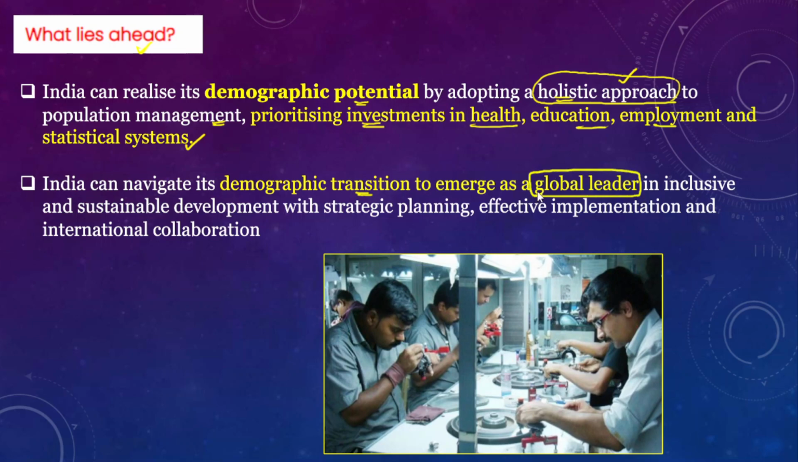By correctly leveraging the existing demographic dividend, India can become a developed country. India can become a Viksit Bharat by the year 2047. India can also achieve inclusive and sustainable development with strategic planning, effective implementation, as well as international collaboration and cooperation. So this is all about the demographic dividend that India has.